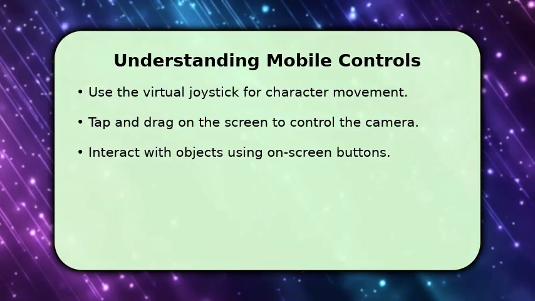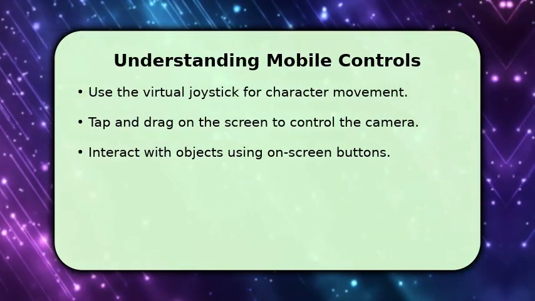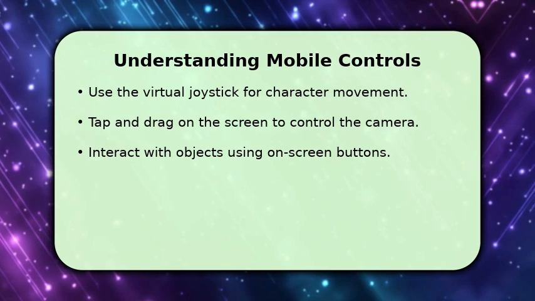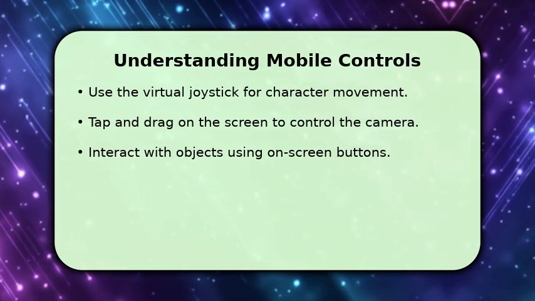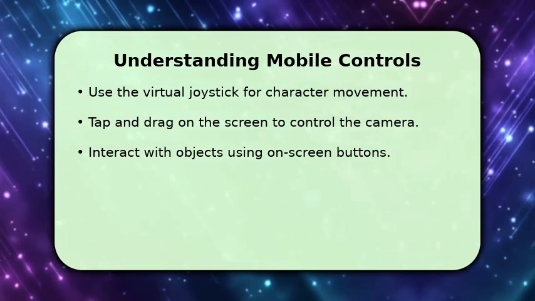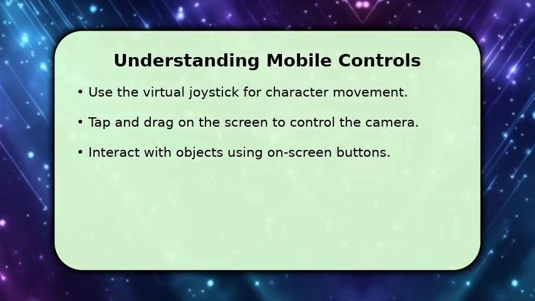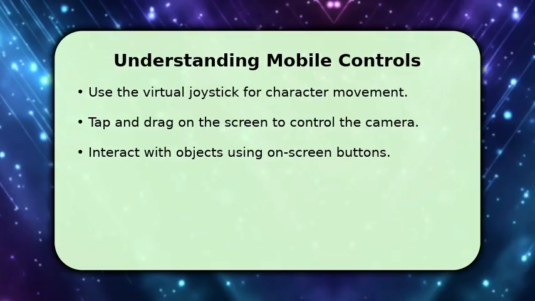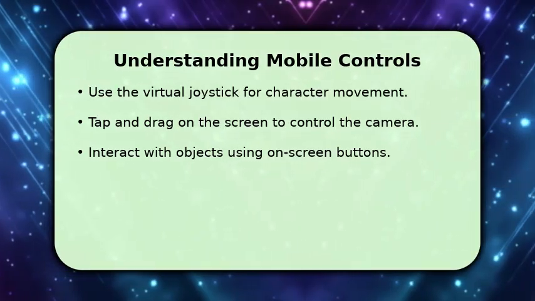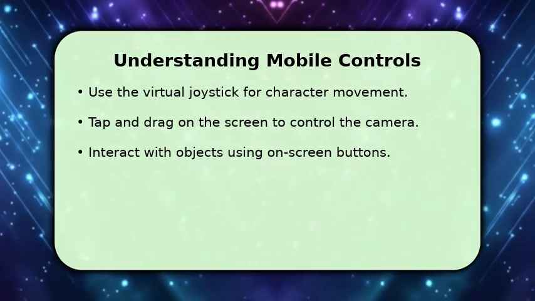Mastering the controls on mobile is intuitive. You'll typically find a virtual joystick on the left side of your screen for moving your character around. To adjust your view, simply tap and drag your finger across the right side of the screen to control the camera. On-screen buttons will appear for interacting with objects or performing specific actions.